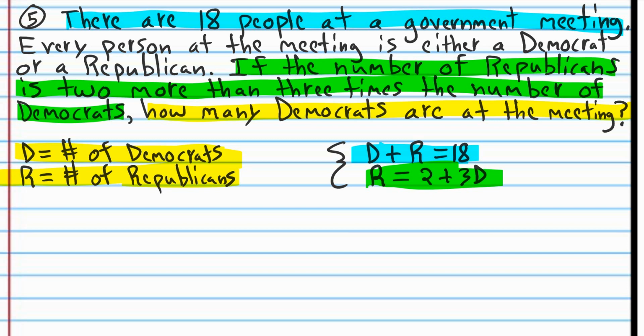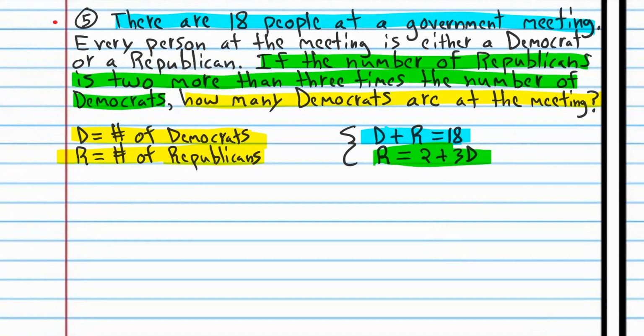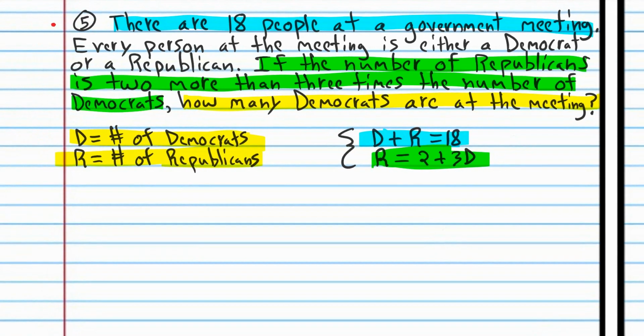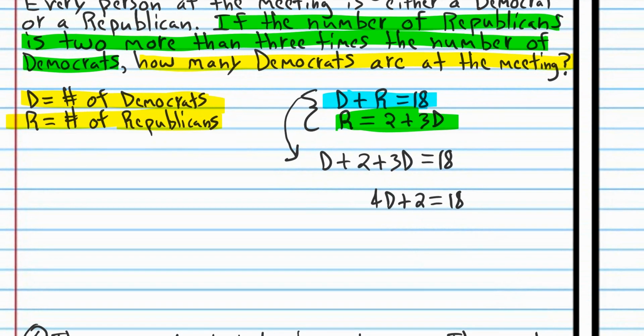So again, this problem is a little more complex because this green equation was more complicated. So we're going to look at the blue equation as usual, and we're going to rewrite the blue equation, but instead of R, we're going to write what R equals. Now, D plus 3D is 4D. And now we have a two-step equation. Subtract 2 from both sides, divide both sides by 4, and we get D is equal to 4. There's 4 Democrats at the meeting.